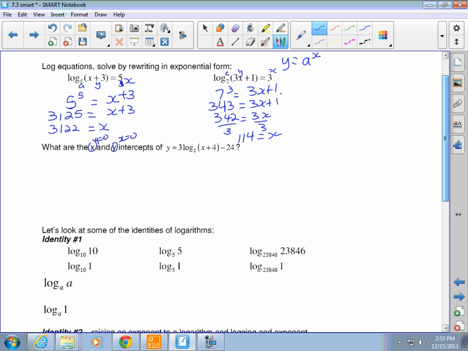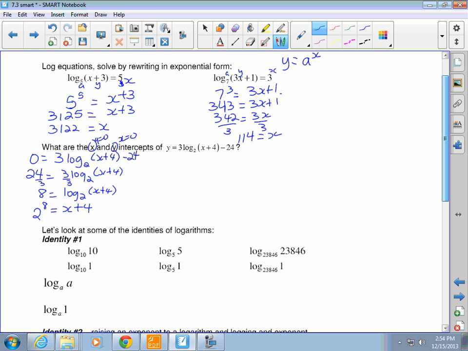If we're going to find our x-intercept first, we have y is equal to 0. So we have 0 is equal to 3 times log base 2 of x plus 4 minus 21. The first thing I'll do is pull over my 24, so 24 is equal to 3 log base 2 of x plus 4. Divide by 3. 8 is equal to log base 2 of x plus 4. Then change this into exponential. I have a base 2, an exponent of 8 is equal to x plus 4.